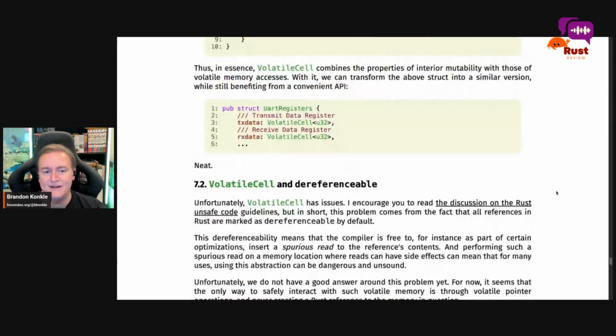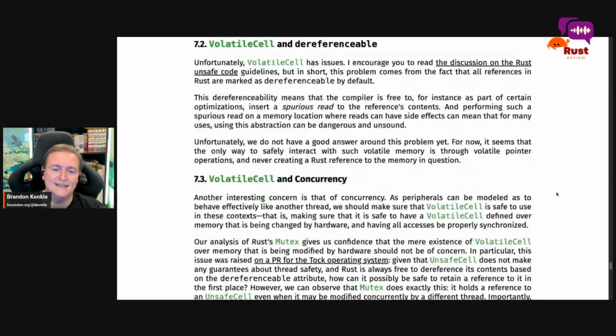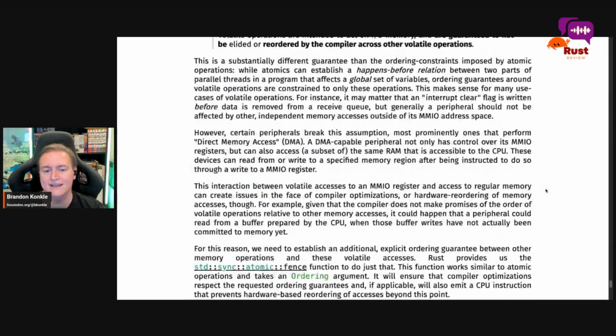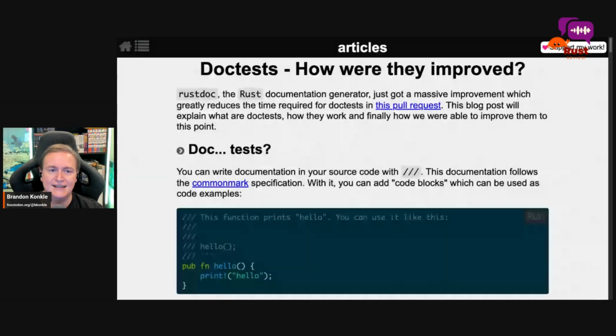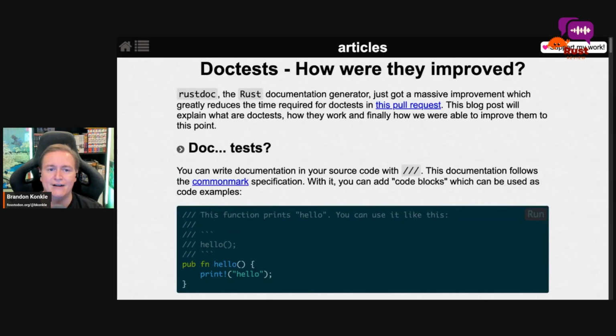He talks a little bit about volatile cell and some of the considerations around it, but I'll skip over this. Ultimately, though, it was a really in-depth exploration of some of this weird behavior and a good illustration of why you should be very wary of unsafe code in your code reviews, in your projects. Anything that's unsafe, you've got to be really careful about.